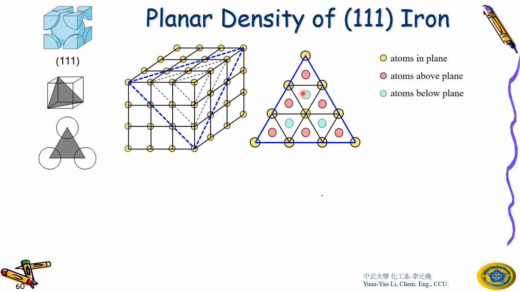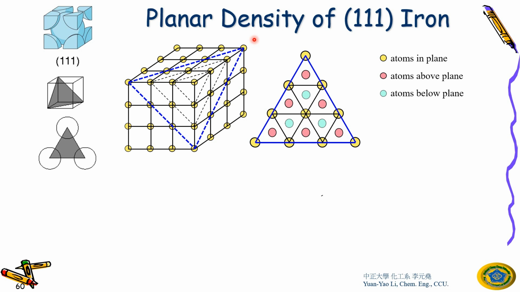And this dash circle in this edge, the atom marked in the dash line here is below the plane. So this is the plane, right? This atom is below the plane. This is above the plane. This is below the plane. Or this is above, this is below. Okay? So it looks like this in this two-dimensional representation of this 111 iron plane.